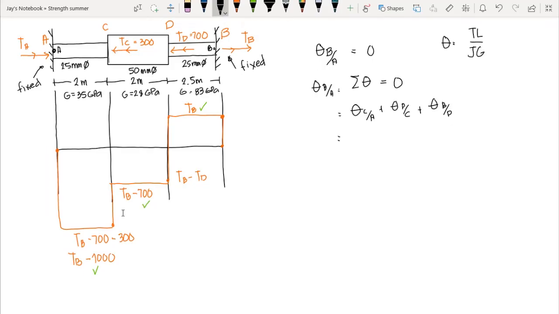So the first angle is the angle of twist of C relative to A. We have the formula with the internal torque between C and A, that is TB minus 1000.